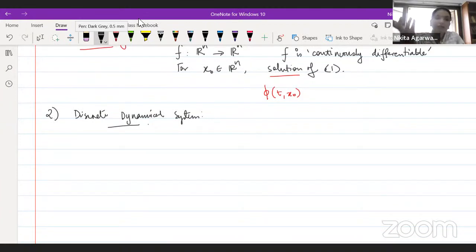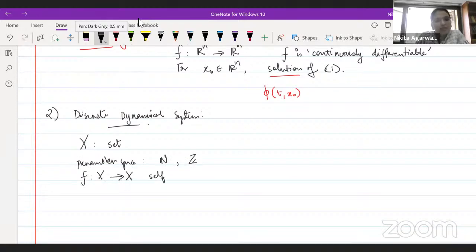So again, for this dynamical system, you have a phase space that we will describe in a minute. Your parameter space is either natural numbers or all of the integers, and you will have a rule. Okay. So let X be a set. I'm not placing any mathematical constraints on this set at the moment. Your parameter space is N or Z, and you have a self map F on X. By self map, I mean a map from X to itself. Again, I'm not placing any mathematical properties on this F. So what you do is you take a point x in X and you look at its orbit under F. So how do you define the orbit under F? As follows.